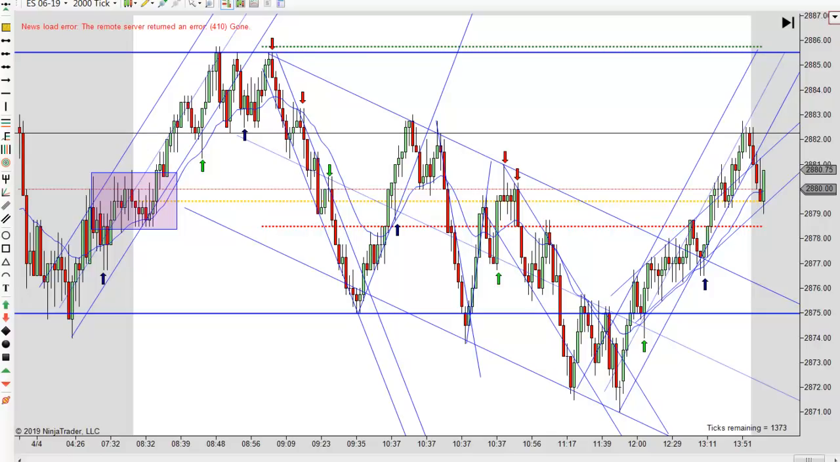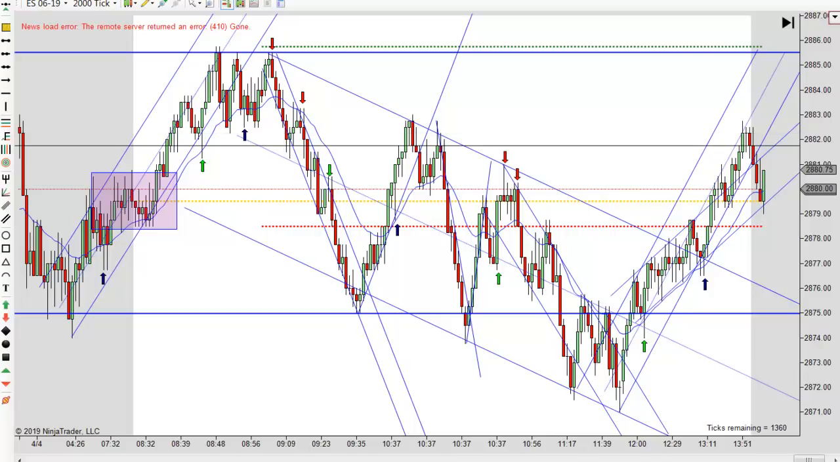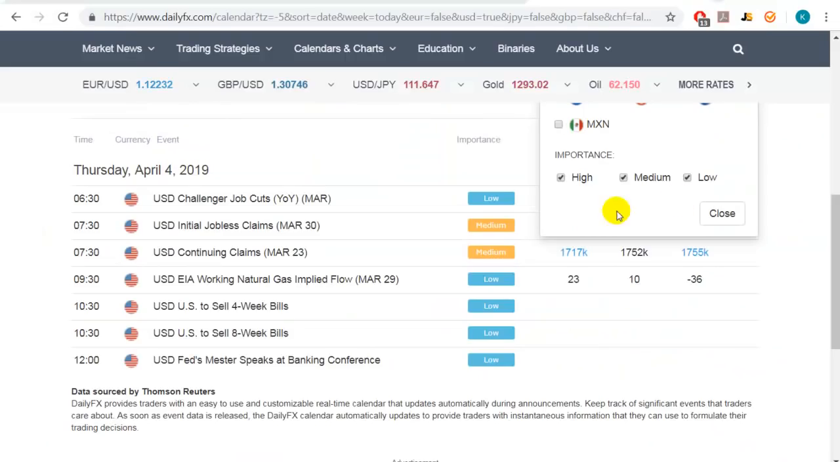Most of them you can filter where you only see the U.S. news and see the high stuff. So I always filter mine, just filter it. And as an example, this is the one I usually use.